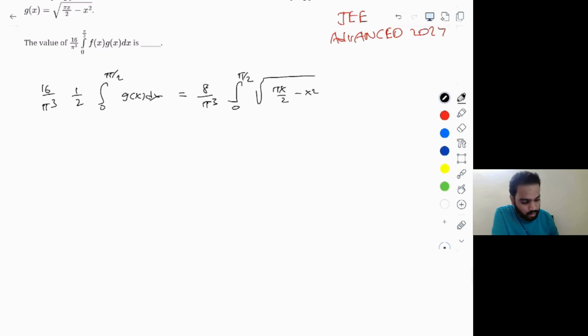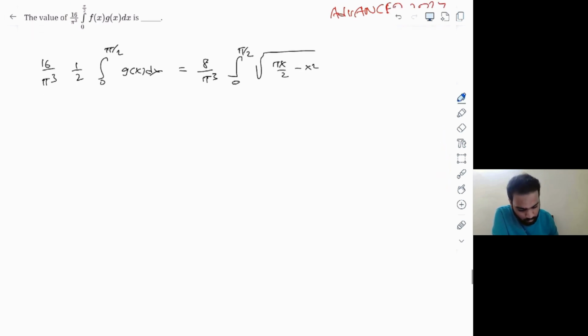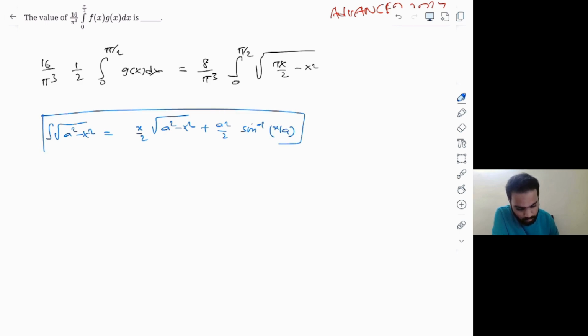So if you want, I can recall the property for you. Whenever we have the integral of square root of a square minus x square, it will be equal to x by 2 multiplied by square root of a square minus x square plus a square by 2 into sine inverse of x divided by a. So this is your integration for the square root of a quadratic.